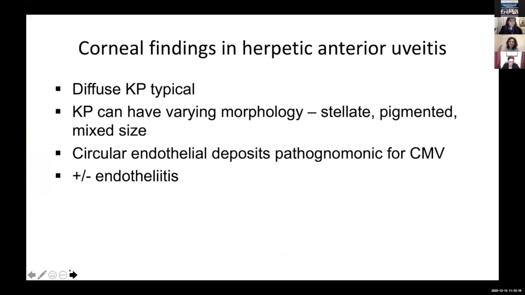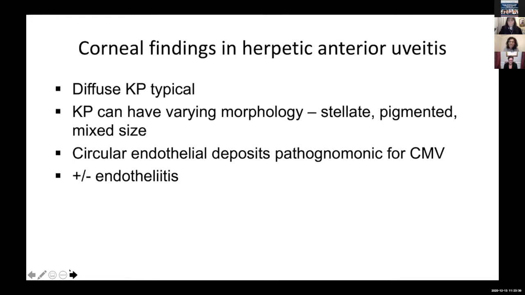Meaning it's not just an Arnold's triangle. So that can be a clue. But the KP can have varying morphology, and that's what's so interesting. Even within CMV or within HSV, they may be stellate, pigmented, mixed size. But if you see these kinds of circular endothelial deposits, that is really characteristic of cytomegalovirus.